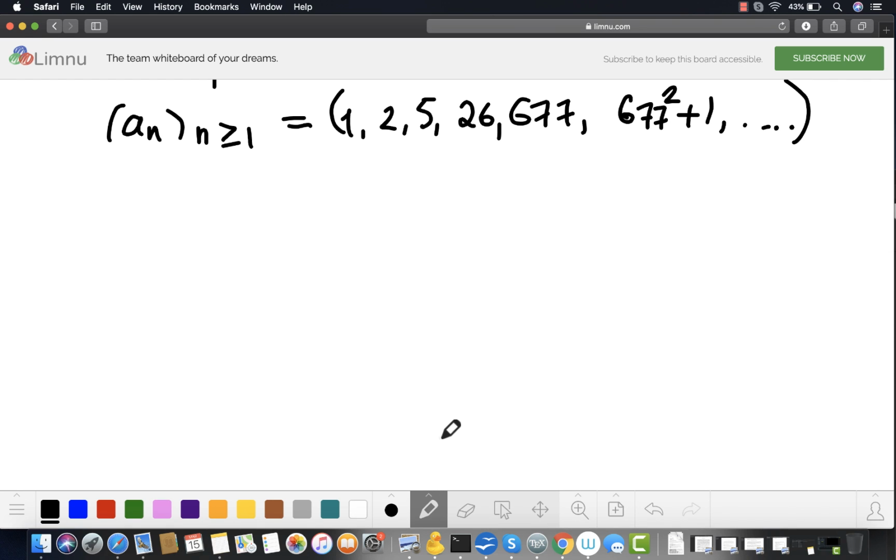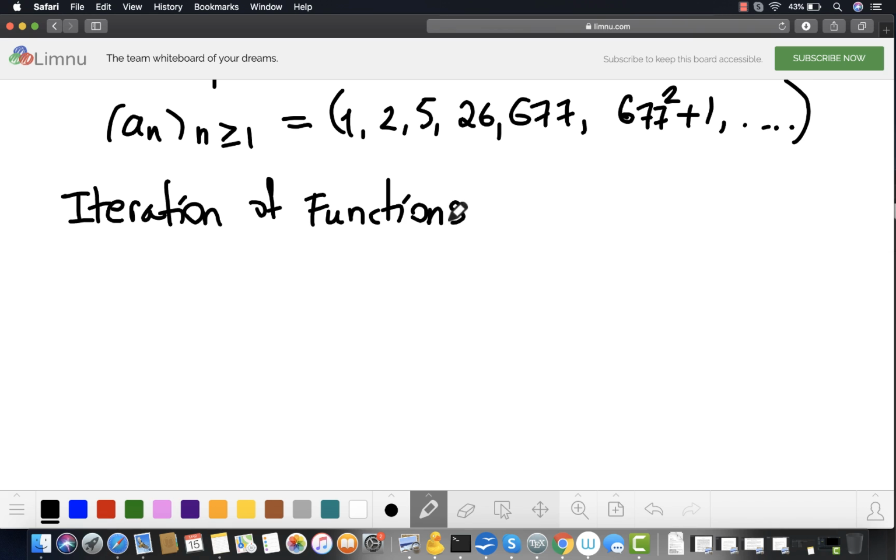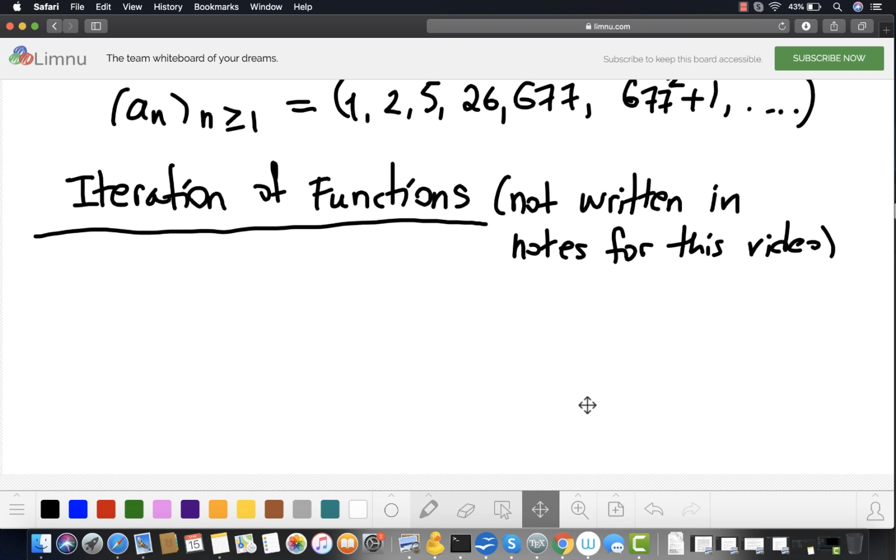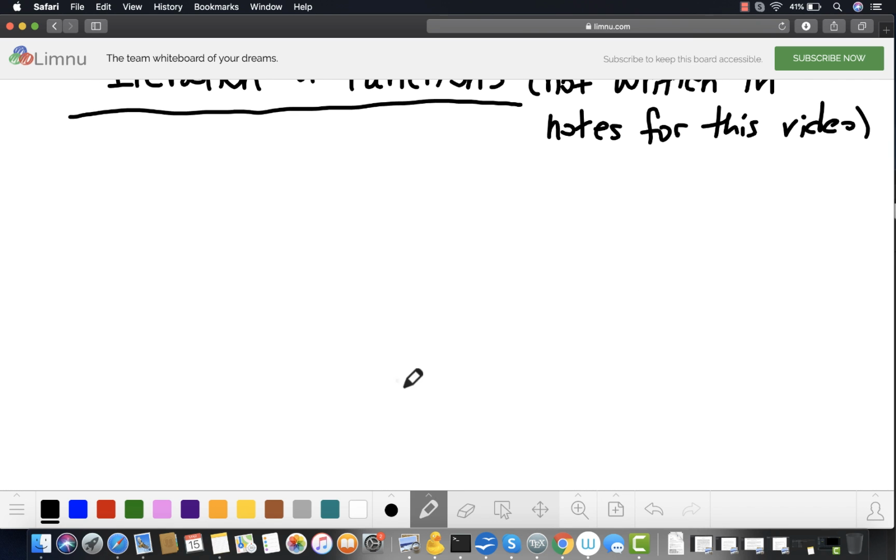Now, there's actually a similar construction known as iteration of functions. This is not written in the lecture notes that I'm providing in the notes for this video, but it's important. I'm just writing this here in case you're following along and you're not seeing this in the notes, so you don't get confused. Okay. What is this? It is the following.